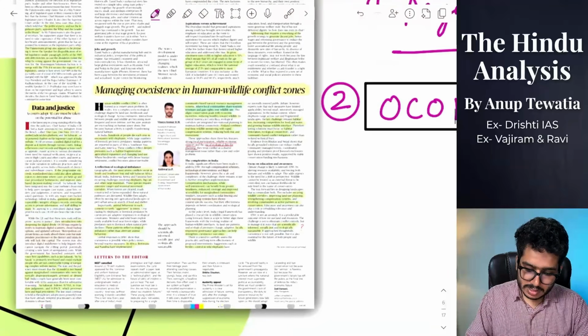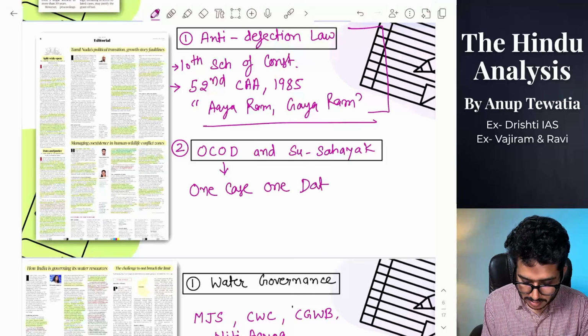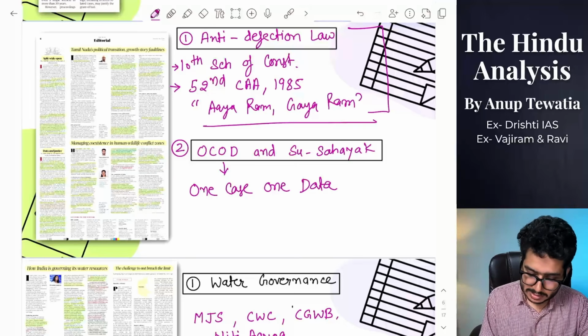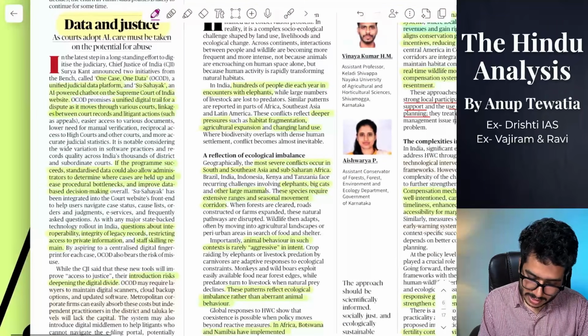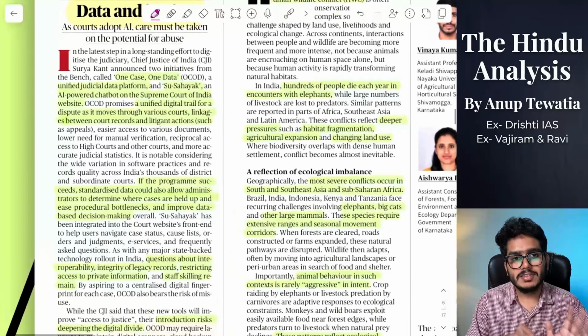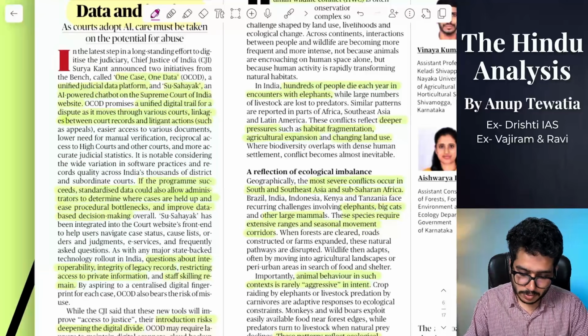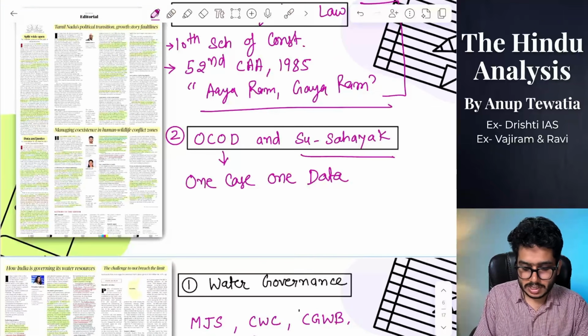Now, the Supreme Court has released one case data platform, OCOD, that will contain all the necessary things related to a case. And then there is Susahayak, an AI powered chatbot on the Supreme Court of India website. OCOD promises a unified digital trail for a dispute as it moves through various courts, with linkages between court records and litigant actions. So this is what can come in prelims.